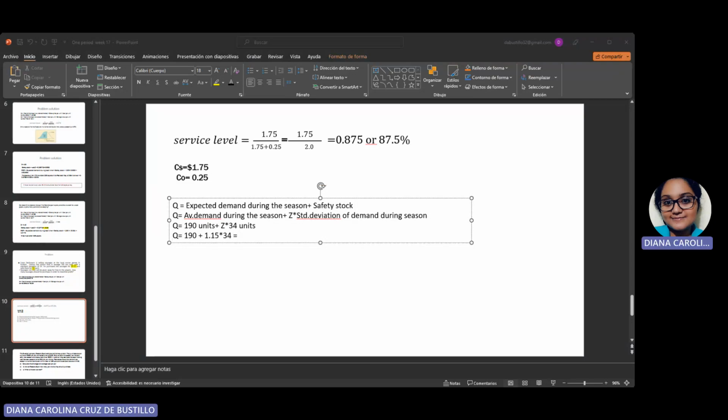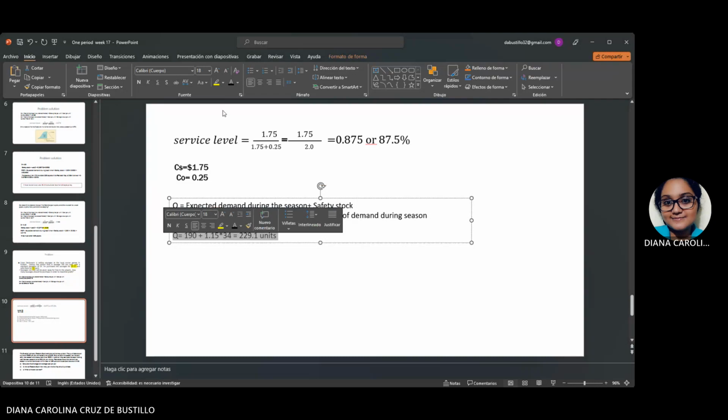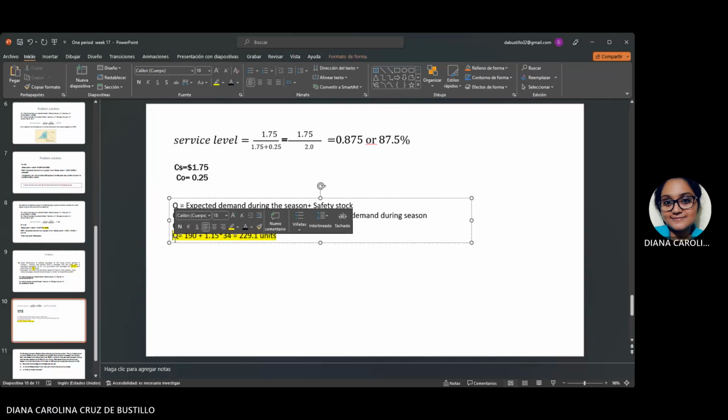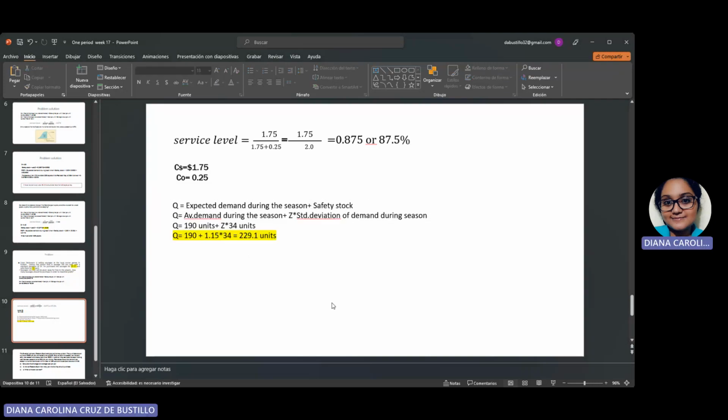Okay, so that would give us a value of, just making sure that I did it right, 229.1. So what does this mean? It means that if you want to minimize the total cost related to the opportunity of not having enough to sell and buying too much, you would need to order 229 units. That would minimize your total cost related to the inventory.